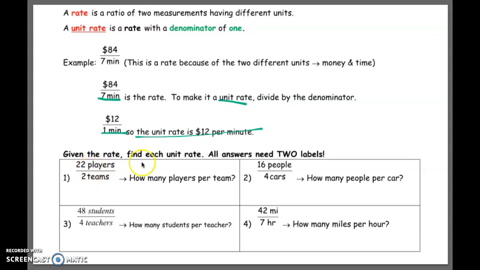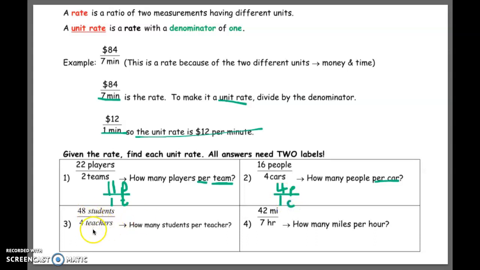So given the rate, find the unit rate. There's 22 players for 2 teams, so how many players per team? Remember, unit rate is singular, so that means we want this to be the 1. So we want 1 team to be the denominator, and we're going to label it. You can just label it with a letter. So you just do 22 divided by 2, which would be 11 players per team. Okay. This one is 16 people in 4 cars. So how many people per 1 car? That'd be 4 people per 1 car.